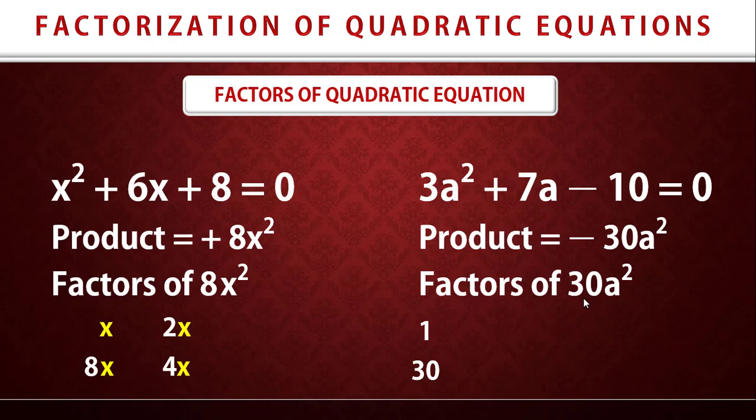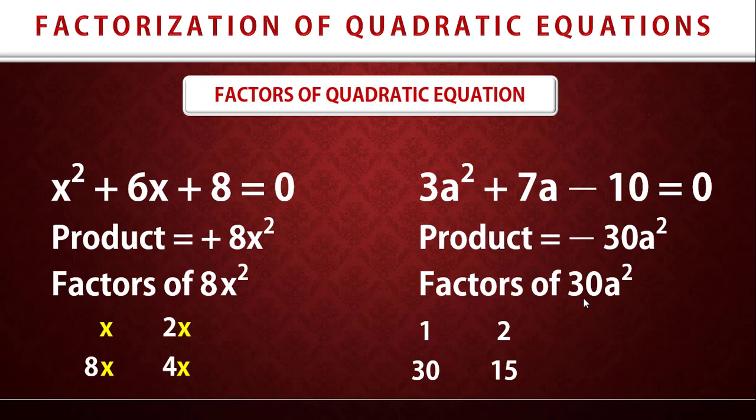So another factor, what can go in 30 again? Apart from 1, 2 can go in 30. So if 2 goes in 30 to give us 15, that means 2 times 15 can give us 30 as a factor. So we have 2 and 15. So what other number can go in 30? 3 can also go in 30.